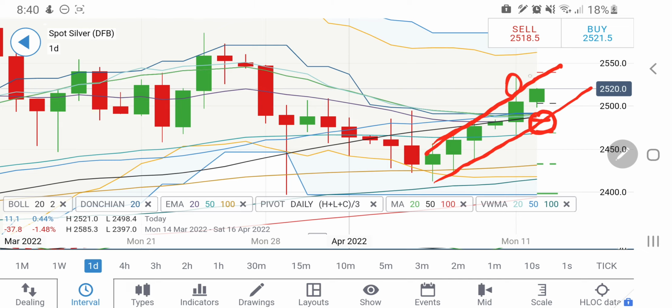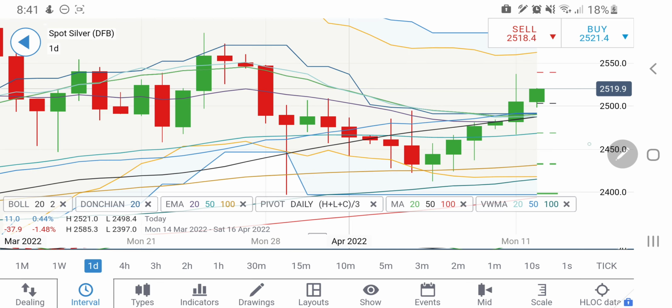If it breaks this, and then 2540, if it breaks this, we may see a very sharp rise in the silver prices. So yes, breaking 2500, go short, till the time it remains above 2510 you can remain long for 2530, 35, 40, and then beyond that, sky is the limit. It may try to hit 2560, 2570, 80 zone also. So take your positions accordingly.